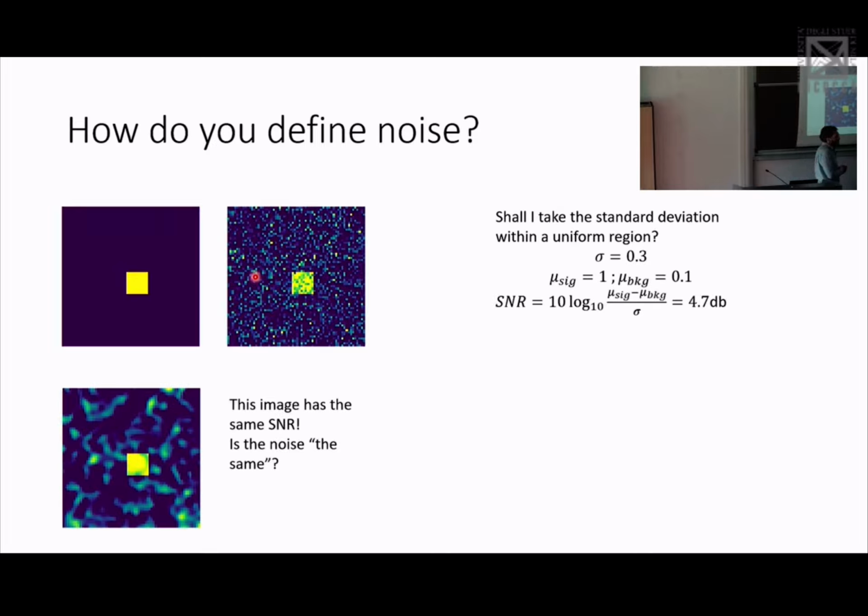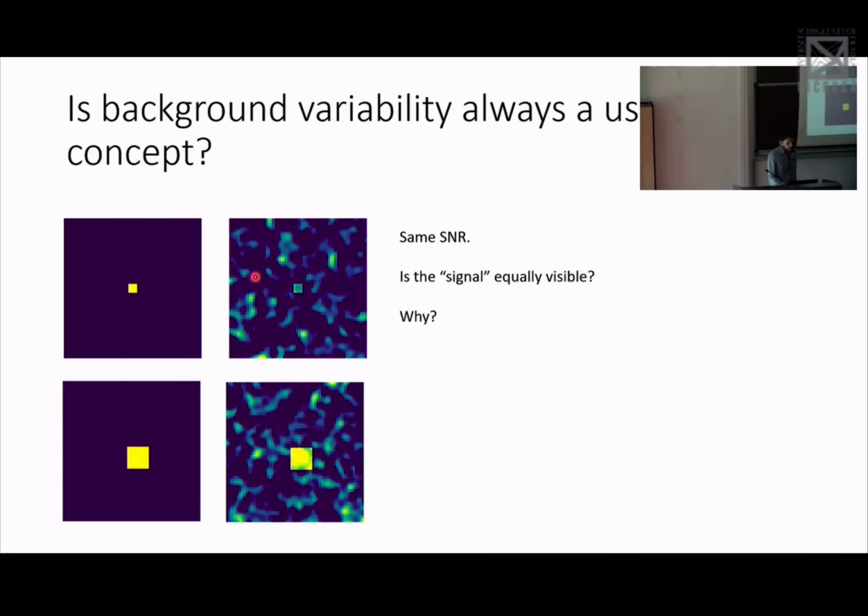If we do this, then I can come up with a counterexample. This has exactly the same signal to noise ratio, but would you say that this is the same noise? I guess that we all agree that it's a completely different thing. Now, this is another example. These two images have the same signal to noise ratio.